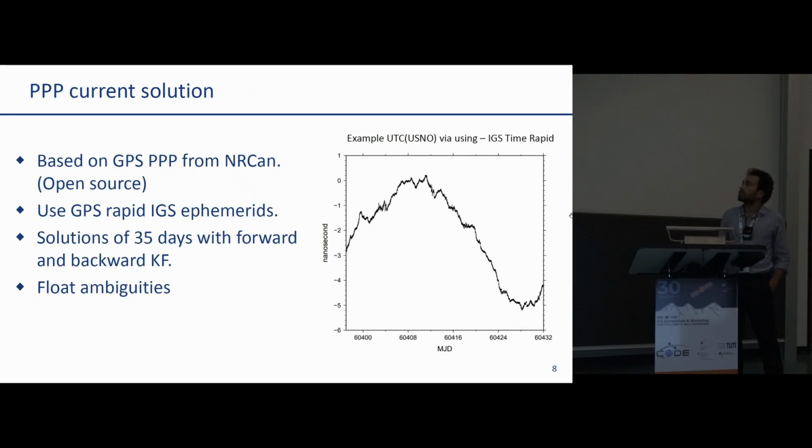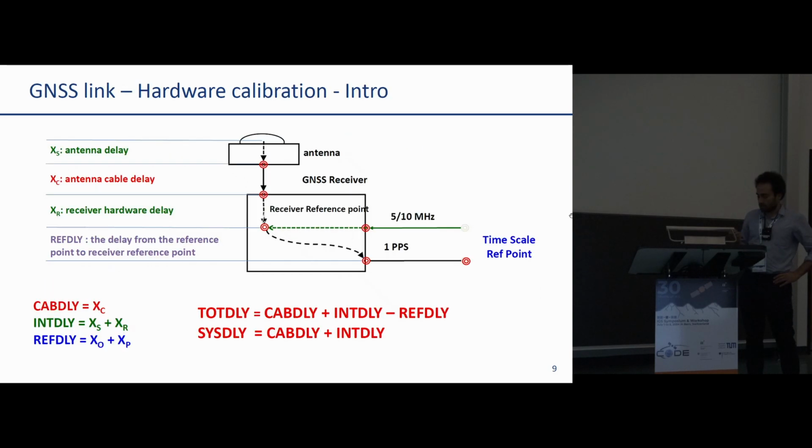The current PPP solution is a PPP solution of 35 days, computed with the GPS PPP software from NRCan, which is open source software, GPS only, and is a Kalman filter forward and backward with float ambiguities. For instance, in this slide you can see the difference between UTC(USNO), one of the most stable UTC(k), and the IGS rapid time scale.